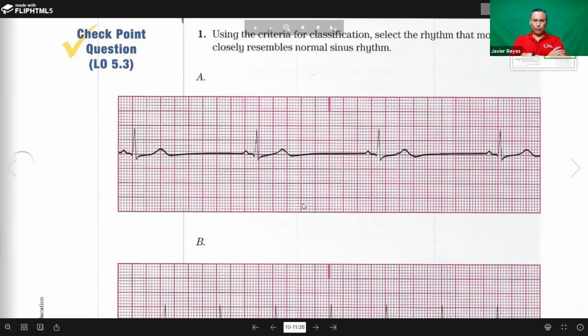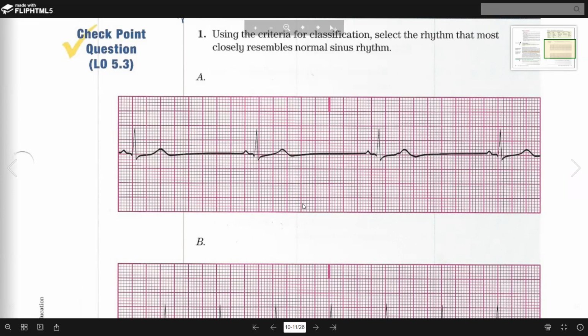What is the rate? Use the 6-second method. In the 6-second method, all you do is what? Count the R's, times 10, so 40. Is that a normal heart rate? No, it's too slow.